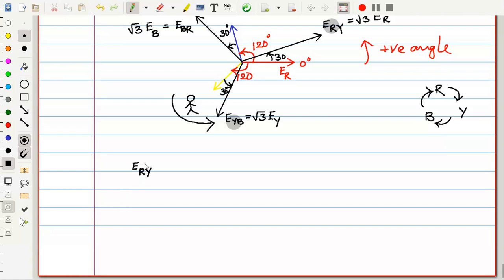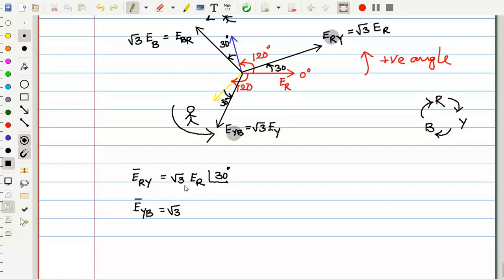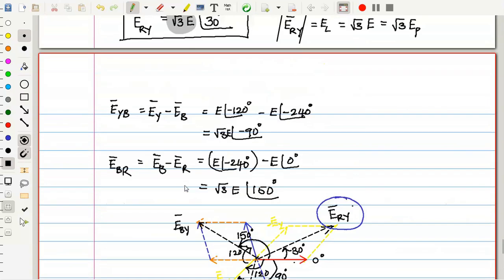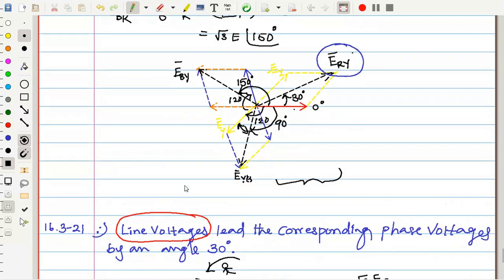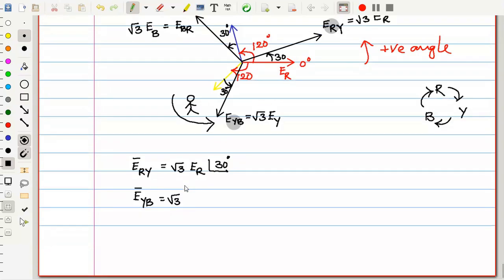RY line voltage is equal to root 3 times ER at an angle of 30 degrees. Similarly, EYB is equal to root 3 times EY, and the angle is minus 90 degrees.